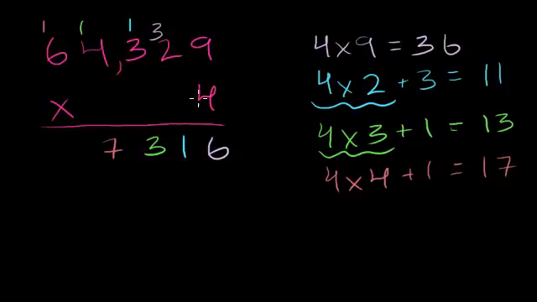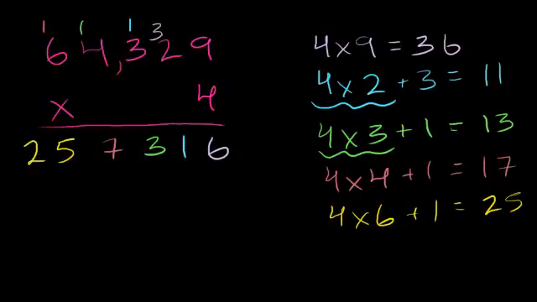And then we have 4 times 6 plus 1. What is that? 4 times 6 is 24, plus 1 is 25. Put the 5 down here. There's nowhere to put the 2. There are no more multiplications to do, so we just put the 2 down there. So 64,329 times 4 is 257,316.